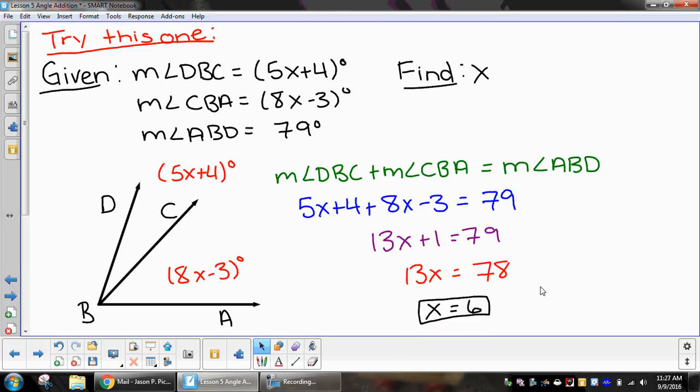Just a warning, this happened in segment addition. The big angle is not always going to be this nice, neat, constant value. We might have some problems where this side will be an expression, like 8x minus 3. So it's not always going to be just a number. I know that caused some mistakes in segment addition, so just watch out for that when you're practicing or taking a quiz or a benchmark, something like that.